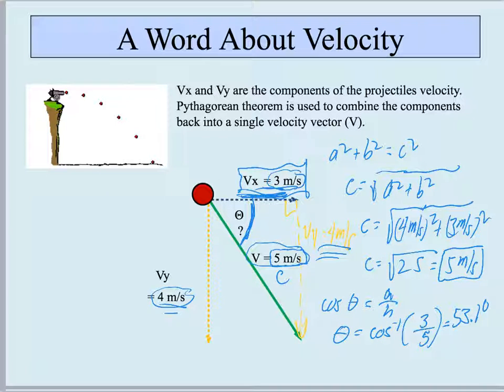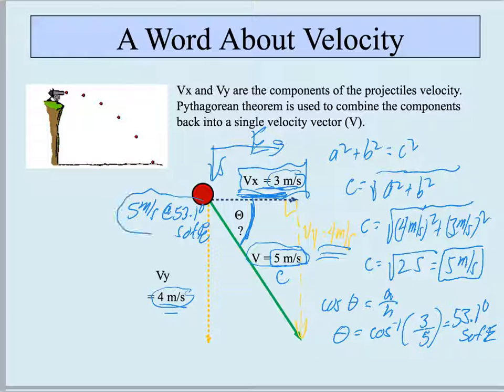Well, it didn't really give us any cardinal directions, but if I had said that this was east and this was south, you could say that this was 53.1 degrees south of east. You could say 53.1 degrees below the horizontal. That would be acceptable as well, and probably be more appropriate since this problem doesn't really give us any cardinal directions. So your final answer would be 5 meters per second at 53.1 degrees south of east.